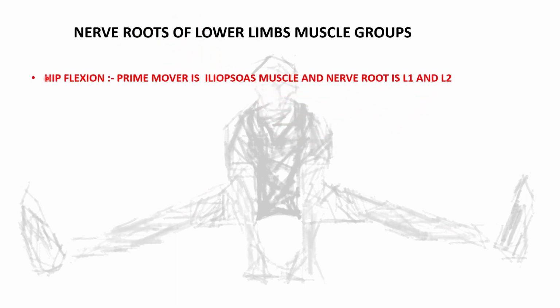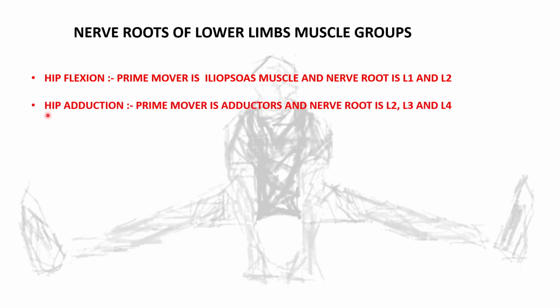So in hip flexion, the prime mover is the iliopsoas muscle and the nerve root is L1 and L2. So if the patient has weakness in hip flexion, we will assume that there is a problem at the nerve root L1 and L2, and the major problem is in the iliopsoas muscle.